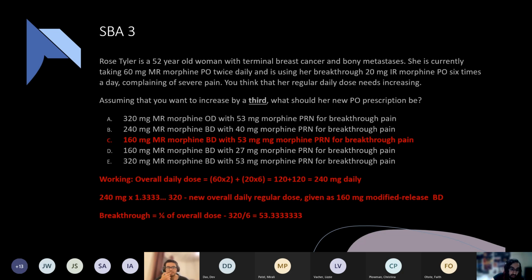So to quickly go through the working, her overall daily dose is 240 milligrams because she's using 20 times 6 of her PRN, and her regular is 60 times 2. Upping it by a third gives us 320, which is the new regular overall daily dose, which is given as 2 halves. And a sixth of the overall dose is 53, and you always round down. Realistically, this is going to be rounded down to like 50 milligrams because there's no 53 formulation.